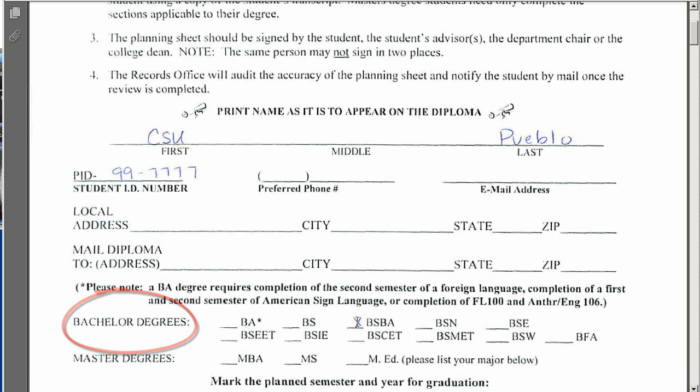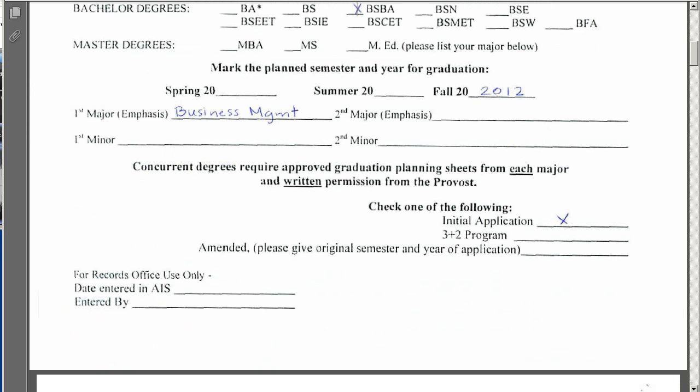Also, the student needs to check what degree they are seeking in the items below. This student will be completing a Bachelor's of Science in Business Administration, so that item will be checked. Below that, the student will need to write what major the student has focused on. In this instance, the student has a major in business management. And you also will note what semester he or she intends to graduate. Again, this student will be graduating in fall of 2012, according to this planning sheet right here.